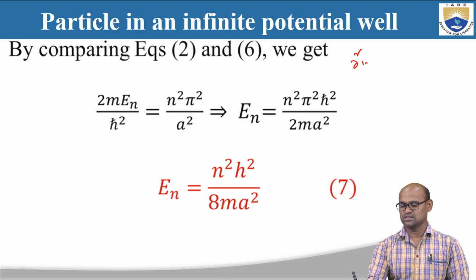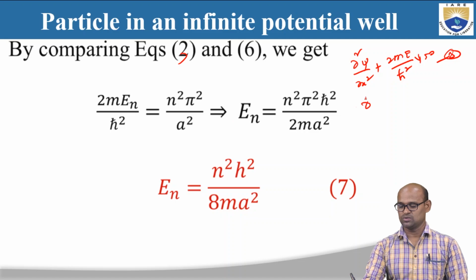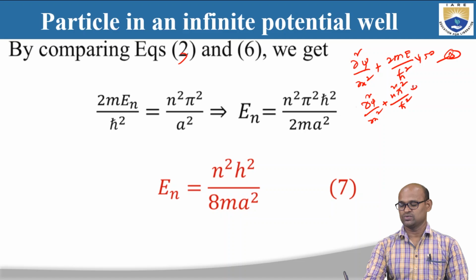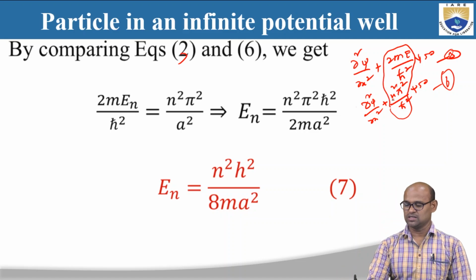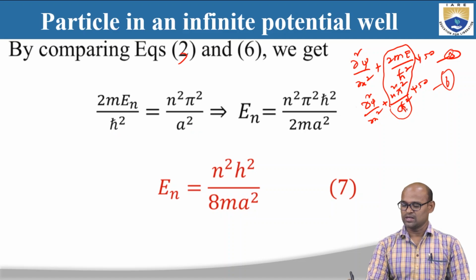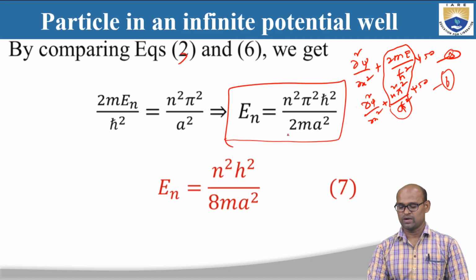Equation 3 is del square psi by del x square plus 2mE by h cut square into psi is equal to 0. And equation 6 is del square psi by del x square plus n square pi square by a square into psi is equal to 0. These two equations are the same except these two factors are different, so these two factors must be equal. So 2mE by h cut square must be equal to n square pi square by a square. By equating this, we will get the energies: En is equal to n square pi square h cut square by 2m a square.